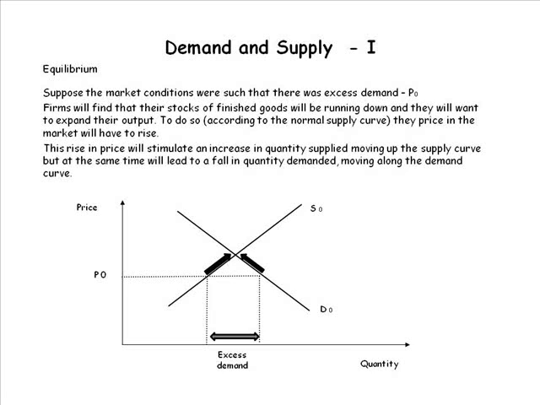Now, with a normal supply curve, they will only expand output if the price goes up. However, that rise in price will not only stimulate an increase in quantity supplied, which, remember, moves you up the supply curve, but at the same time it's going to lead to a fall in quantity demanded, which moves you along the demand curve, and there's going to be a reduction in quantity demanded.